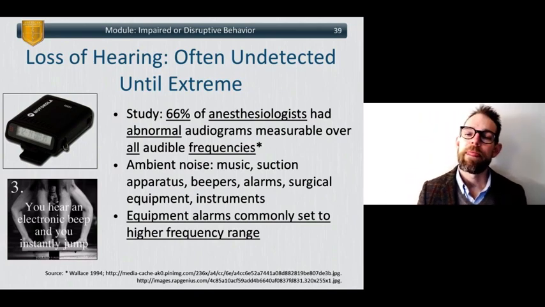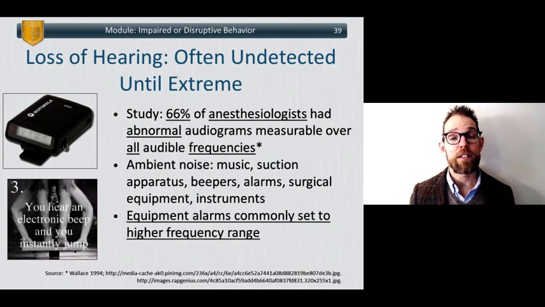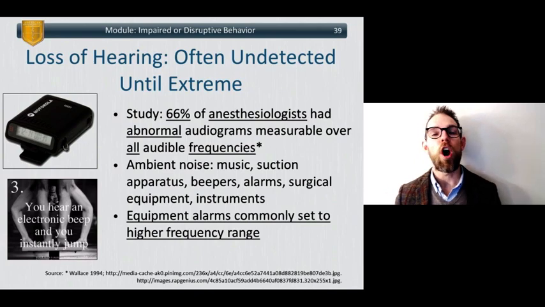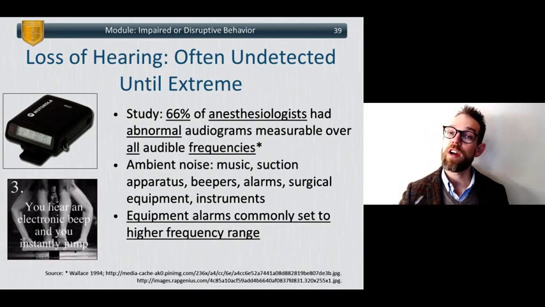Loss of hearing. Oftentimes hearing loss is not something that an individual even knows they have until it's pretty far progressed. One study demonstrated that 66% of anesthesiologists had abnormal audiograms measurable over all audio frequencies. So what does this mean for us, and how can this impair us? Well, maybe we can't hear suction over music, or maybe we don't hear our beeper or alarms, surgical equipment, or pulse oximetry. So oftentimes, to combat that hearing loss, we either need to turn up the volume or we need to set our equipment alarms to a frequency that's easily detectable for the provider.